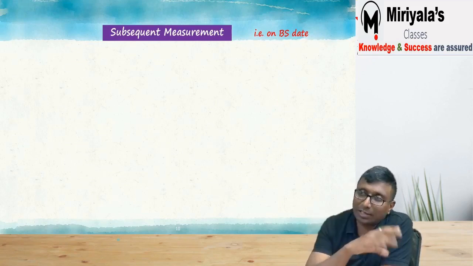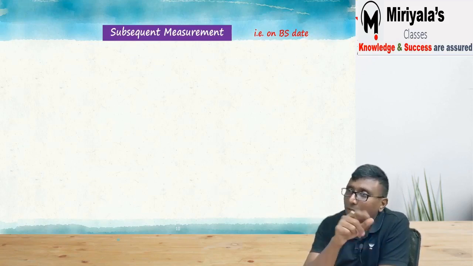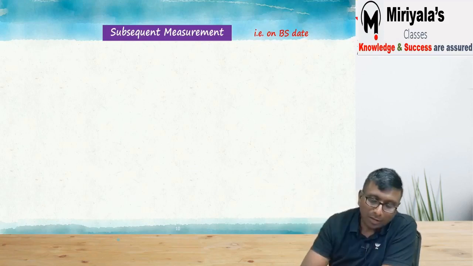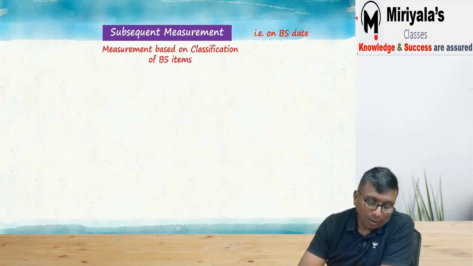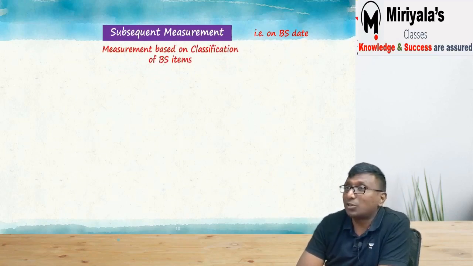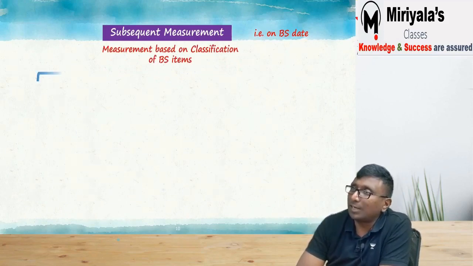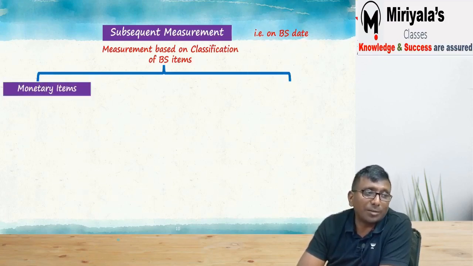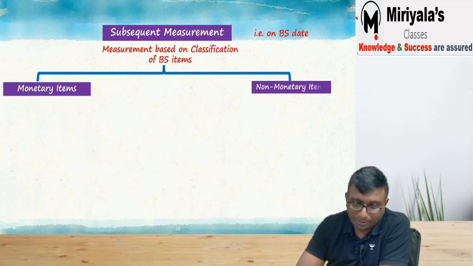Some small points are there which are new to you. Maybe you must have neglected them in AS 11 also. Both are there. A few neglected points will be there, and a few new points also will be there. Listen carefully. Okay. Measurement based on the classification of balance sheet items. Balance sheet items are classified into what? Monetary items, and the next one is non-monetary items.